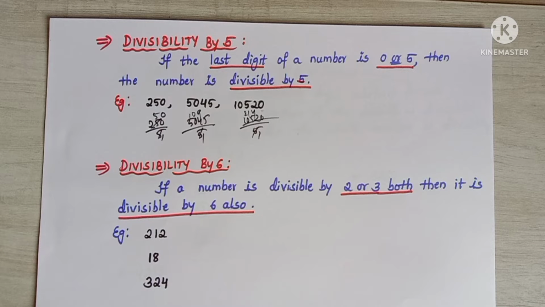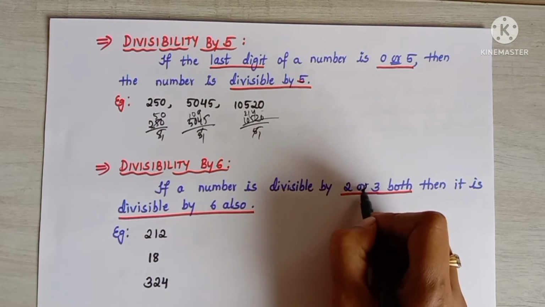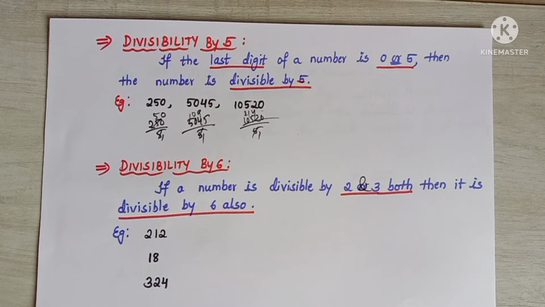If a number is divisible by 2 and 3 both, then it is divisible by 6 also. It means that if any given number is divisible by 2 and 3 both, it's not 'or', it's 'and'. If a number is divisible by 2 and 3 both, then it is divisible by 6 also. If it is divisible by 2 and 3, then the number is also divisible by 6. Let us see.